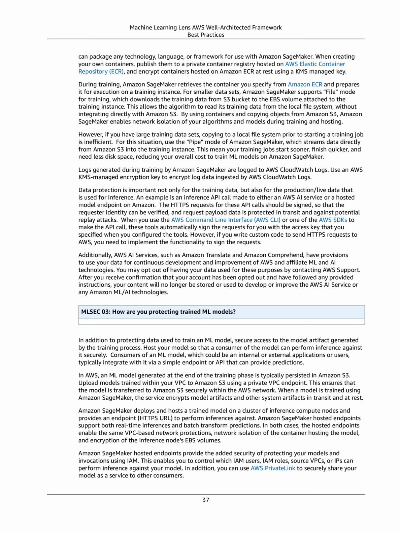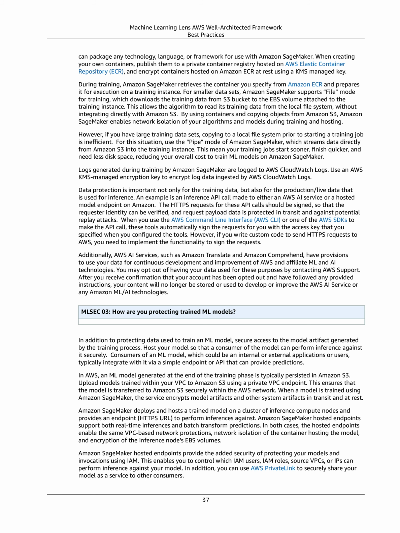For this situation, use the pipe mode of Amazon SageMaker, which streams data directly from Amazon S3 into the training instance. This means your training jobs start sooner, finish quicker, and need less disk space, reducing your overall cost to train ML models on Amazon SageMaker. Logs generated during training by Amazon SageMaker are logged to AWS CloudWatch Logs. Use an AWS KMS managed encryption key to encrypt log data ingested by AWS CloudWatch Logs.